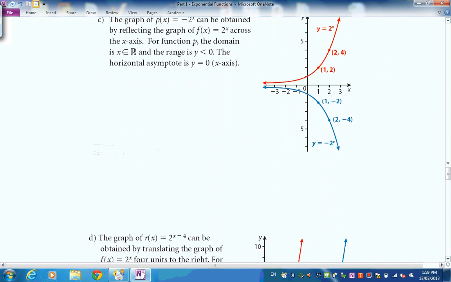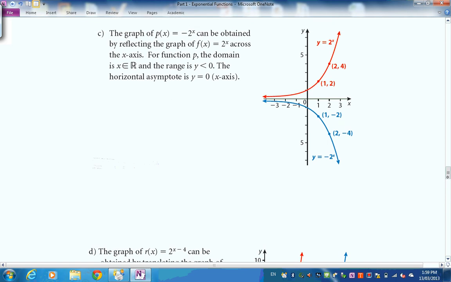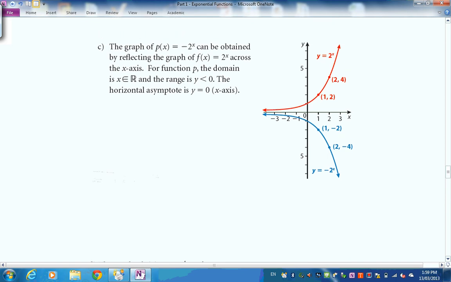Moving on now, we've got a graph of p of x equals neg 2 to the x. We're multiplying the function by a negative here. And now this time they've got it right. It's a reflection across the x-axis. That is correct. When you multiply the whole function there, down the bottom here, by negative, these positive values go to neg: 2, 4 becomes 2, neg 4. 1, 2 becomes 1, neg 2. They all go from above to below.